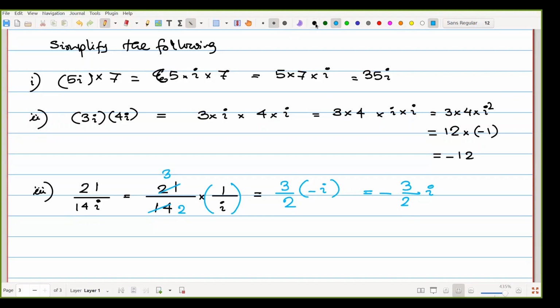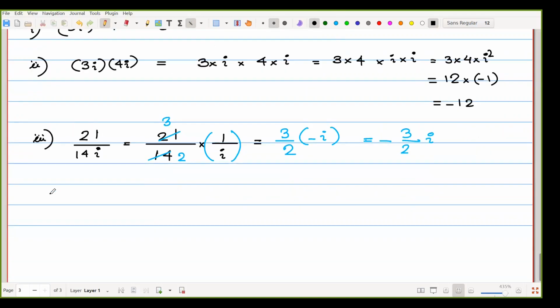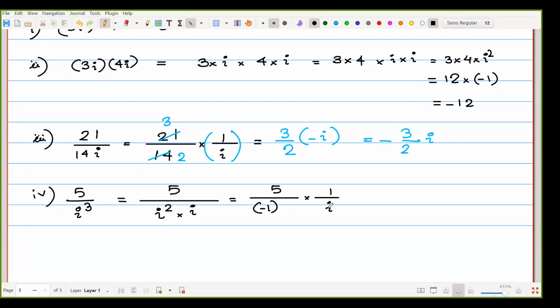That is another way. Another problem, very easy: 5 by i cubed. So 5 by i cubed means we are writing the denominator i to the power 3 as i squared into i, or 5 divided by i squared means minus 1, and into 1 by i.